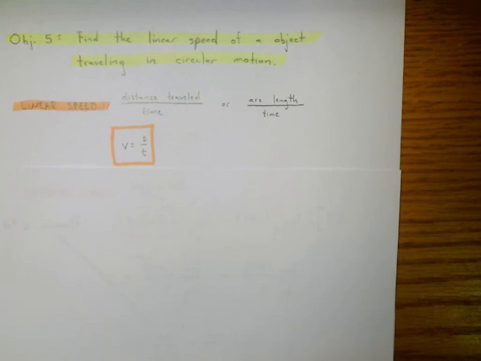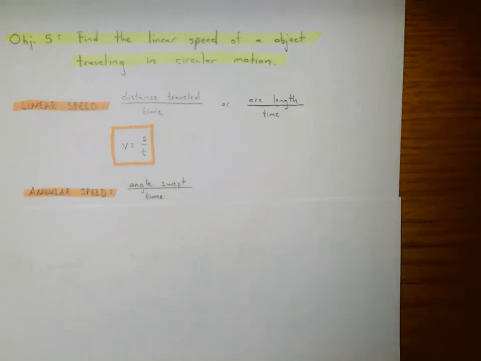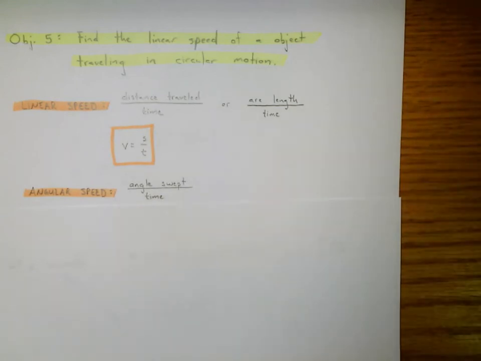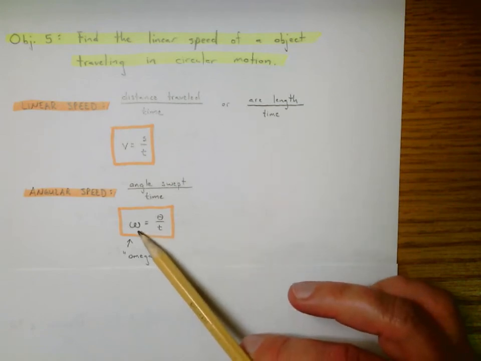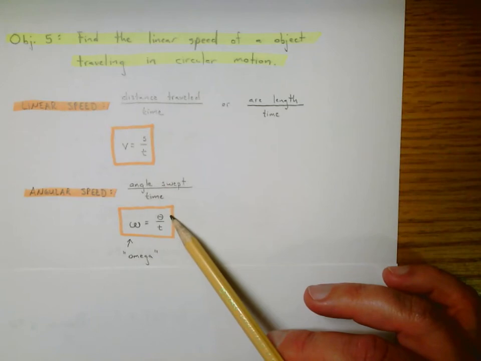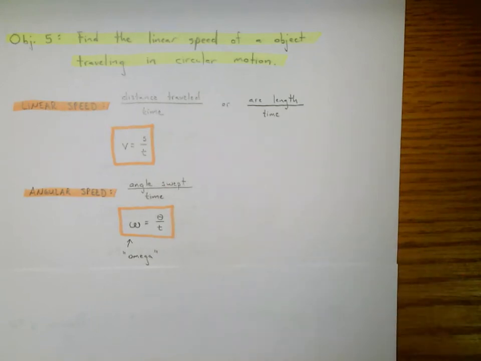t is our time. The other type of velocity we need to examine is called angular speed. Since we're traveling in a circle, there's also the ability to measure the angle that we pass through divided by the time it takes. We need a new variable for this, and we use the Greek letter omega. Omega equals theta divided by t. This is the angular speed, equal to the angle swept divided by the time. Pause the video and record our definitions for linear speed and angular speed.